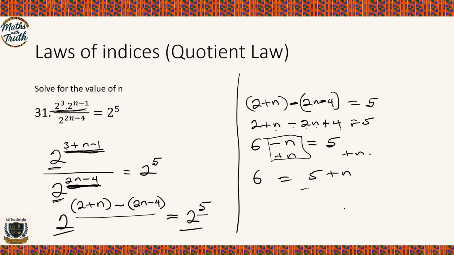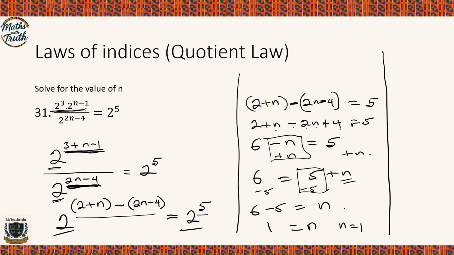Then we subtract 5 from both sides. So we take this 5 away from here, leaving only n. And then we have 6 minus 5 is equal to 1. So 6 minus 5 is equal to n, and so 1 is equal to n, or n is equal to 1. Now, in exam conditions, when you have the time, and if you learn with us, be sure you have the speed to have the time to do so. You can verify your answers.